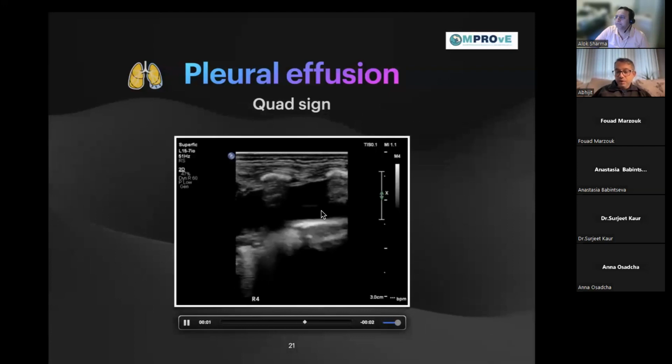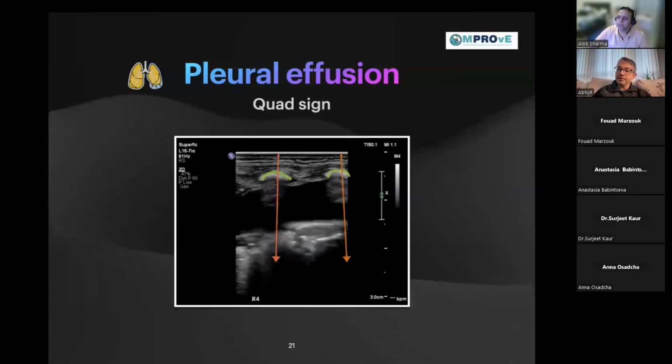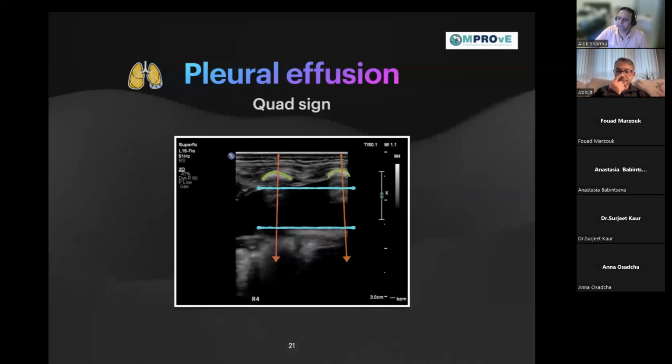And what is the quad sign? Now that's what the quad sign is: rib and rib. You draw 2 perpendicular lines from there. So you've got 2 borders. And then you have your parietal pleura, another border, number 3. And then you have your visceral pleura. That's what the quad sign is.